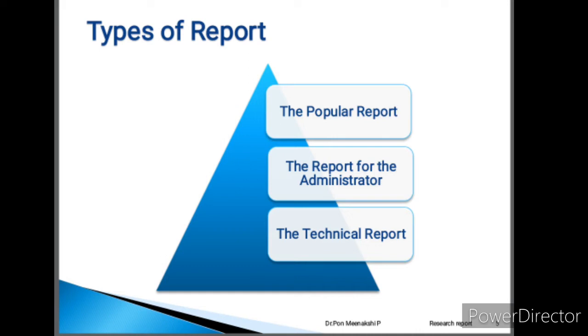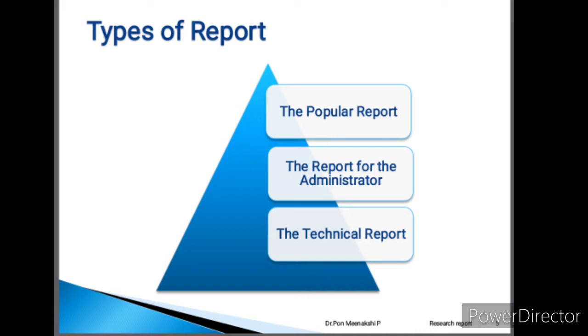The second one is report for the administrator. Many business reports are of this type. They may be submitted at any level: a supervisor submitting reports to the general manager, or a top level manager preparing a report for taxation. All these examples come under report for the administrator. It is meant for business reports and for a specific purpose.